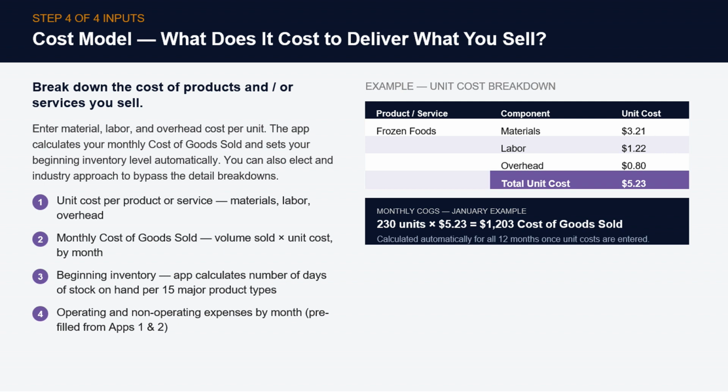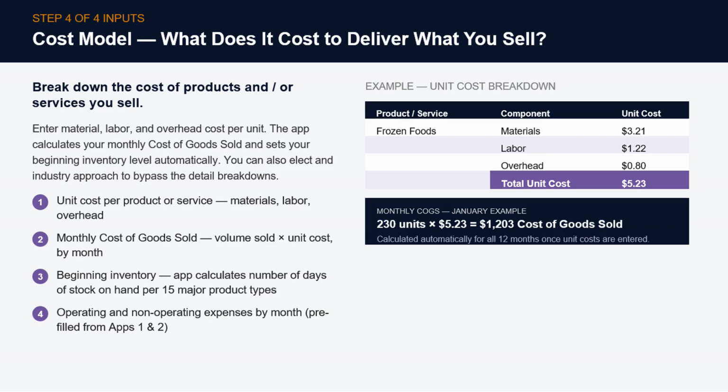So all the products and services get loaded into this app at the top of each of the templates input panels. But we need to capture what your unit cost is if that's what you want that detail to be. And that's probably a better, more accurate way to do it. But you can use approach 2, which is an industry approach based on your respective industry. Okay, so we're going to be doing that.